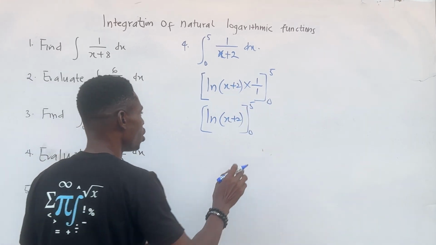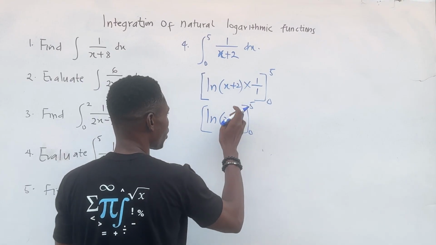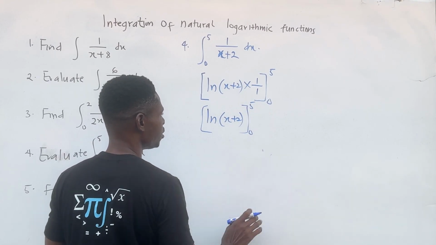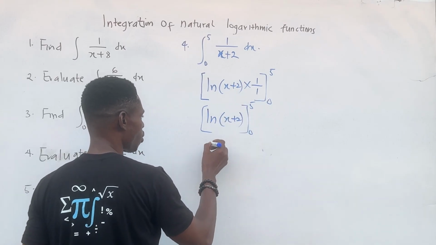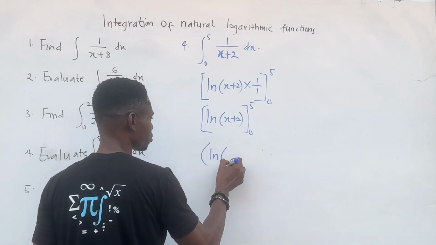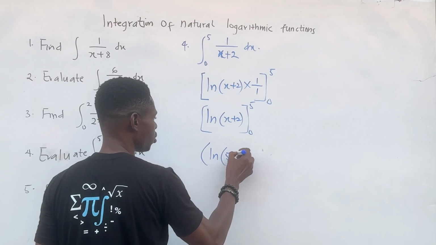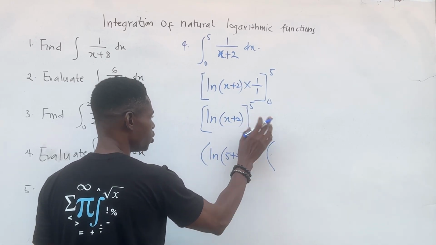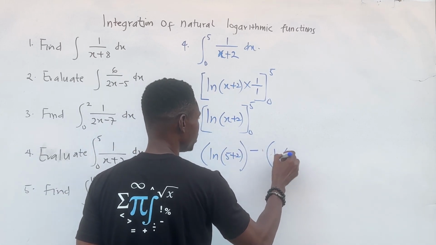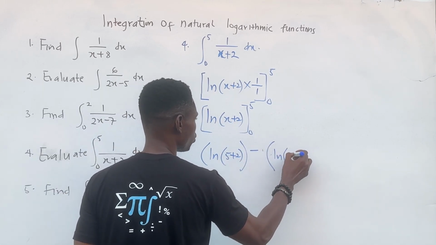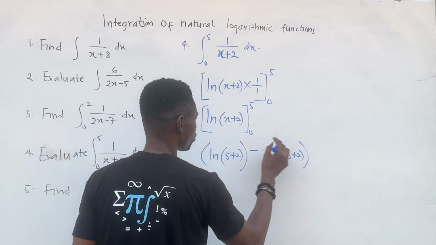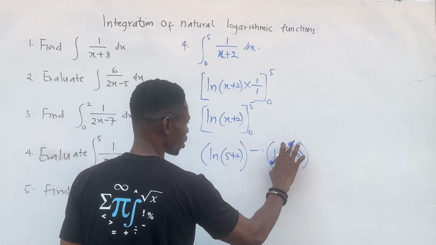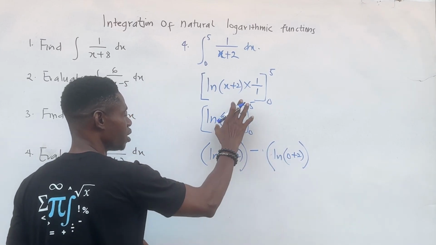Now, first thing we'll do, we'll pick this value now, replace our x with 5, minus the same, replace our x with 0. So this is it. What we're going to have is ln of 5 plus 2, minus, we do the same again with 0, ln of 0 plus 2. So our x is 5 in the first case, and our x is 0 in the second case, and you are subtracting. So that's how it works.